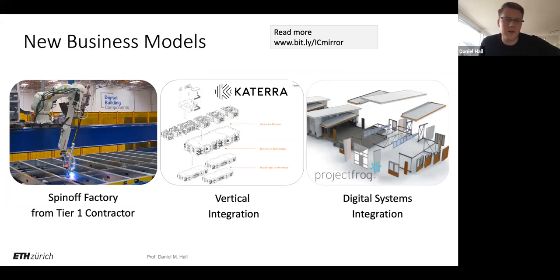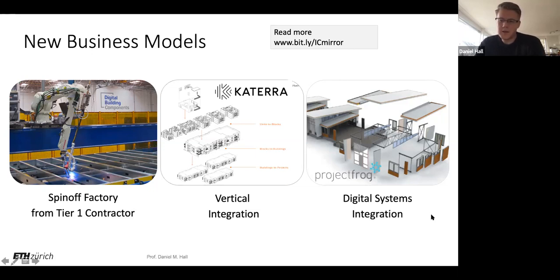These are actually three business models that also come from that theoretical framework I showed before the break. The first one is that many tier one contractors, general contractors, are investing in a spin-off factory. There's a company called Digital Building Components that has been a spin-off of a larger contractor. This would be like Implenia deciding to invest in their own factory, separate from Implenia, that would do industrialized construction. Then there's vertical integration. I'll talk about Katerra and give some more information about them. And then finally, there's the digital systems integration, and I'll show some examples from Project Frog.